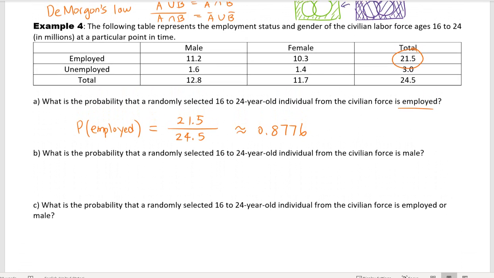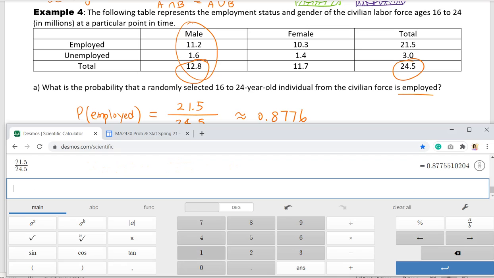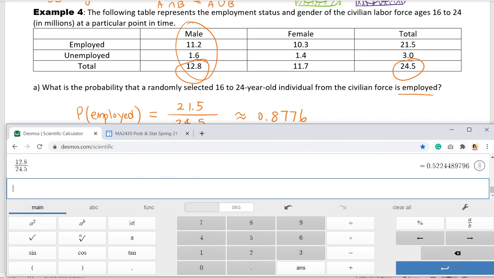Part B. What is the probability that a randomly selected 16 to 24-year-old individual from the civilian labor force is male? So where's male? Right here. And because it does not mention employed or unemployed, we should pick this number, 12.8, divided by the total. The total is 24.5. So 12.8 over 24.5. The answer is 0.5224.